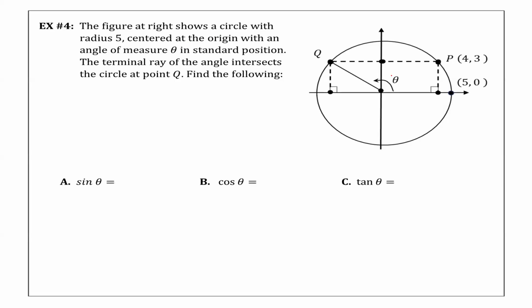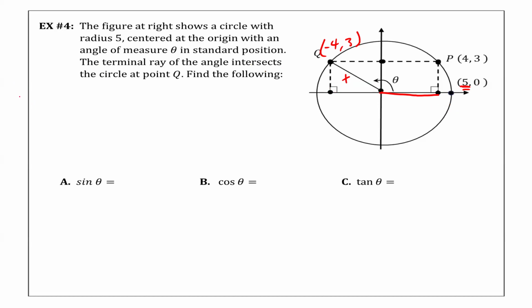First off, if it was in quadrant 1, it would be positive 4 and positive 3. However, my terminal side ends in quadrant 2. So what is the ordered pair in quadrant 2? Negative 4 and positive 3. Agree? It also tells me that the radius, the distance, is 5. Your radius is always positive.